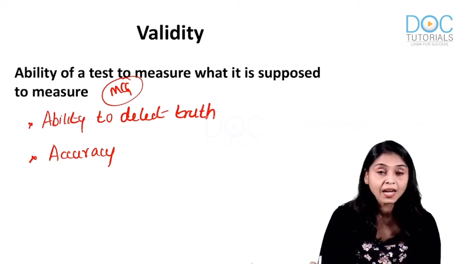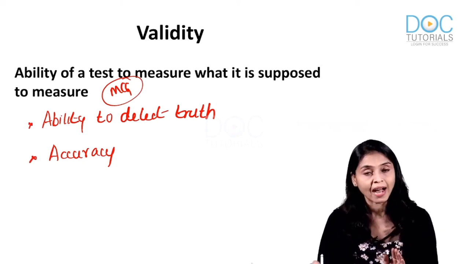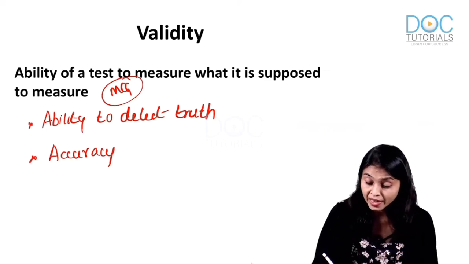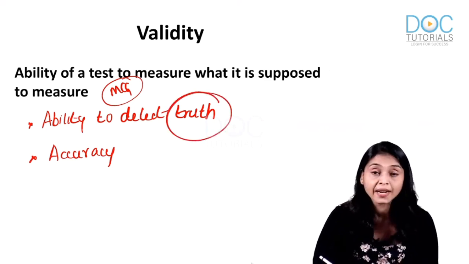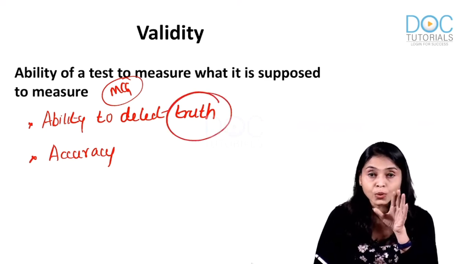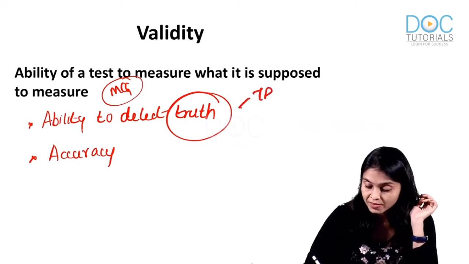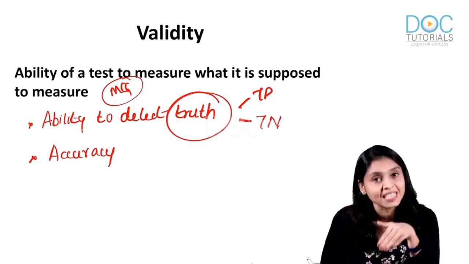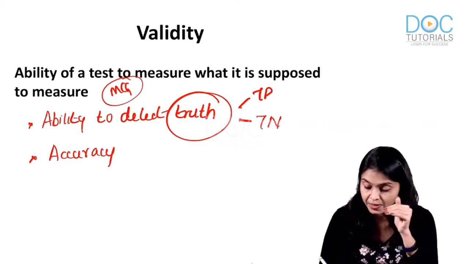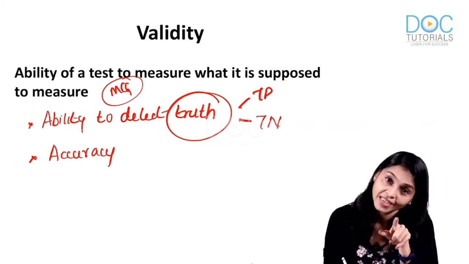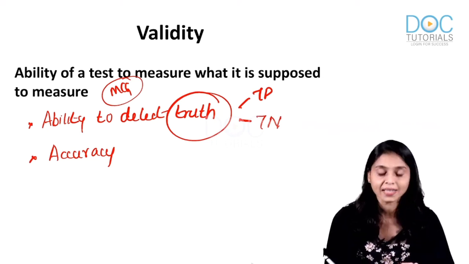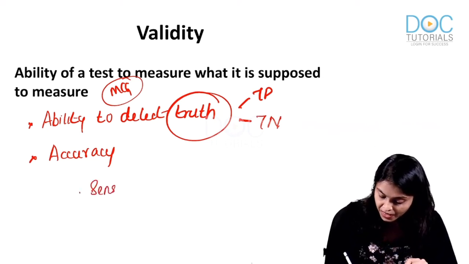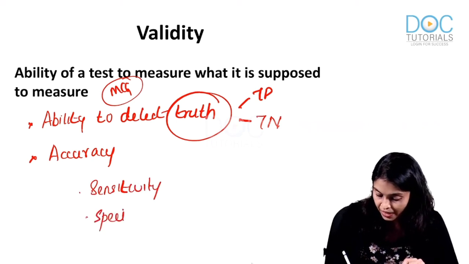Fourth MCQ. Which are the components included in validity? Validity means ability to detect the truth, right? Now, how many true values are there? You have true positives as well as true negatives. Now, what is true positive? Sensitivity. True negative? Specificity. So, which are the components included in validity? Next question. It is sensitivity and specificity. Sensitivity and specificity are the components included in validity.